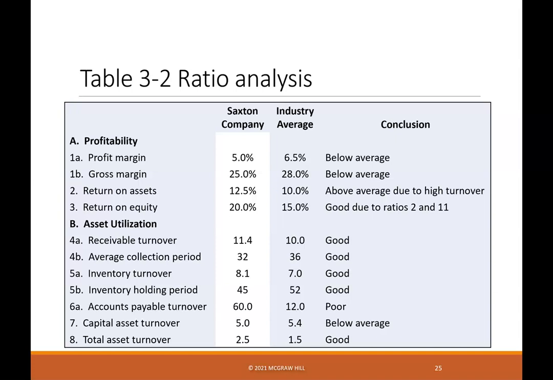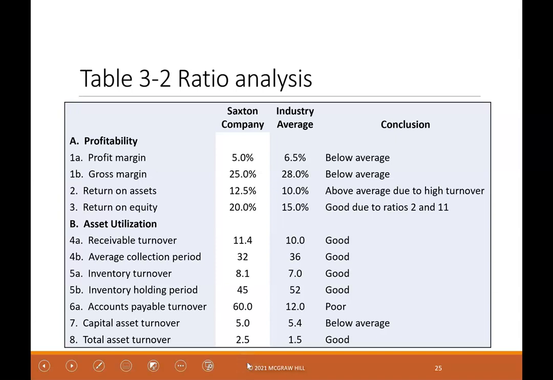The inventory turnover is higher. The inventory holding period is a little bit lower, so that just says that it takes us 45 days instead of 52 days in order to turn over our inventory. So that actually is good. We want it to be quicker. So accounts payable turnover is 60, and the turnover for the industry average is 12. So that is really below average. Capital asset turnover is 5 compared to 5.4, so that's below average.